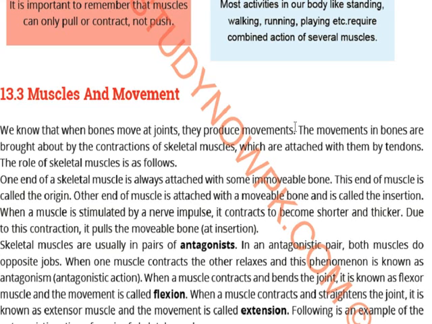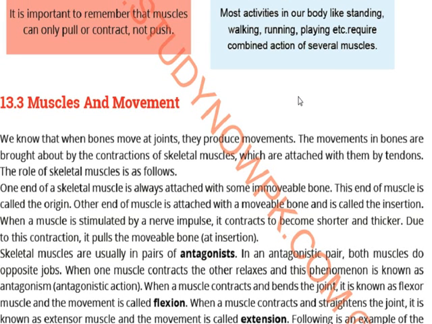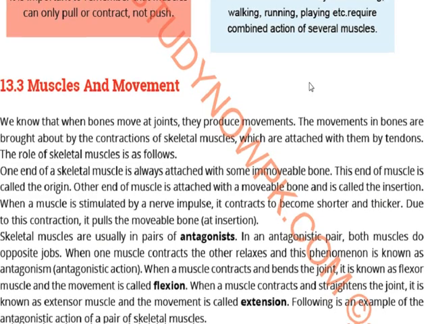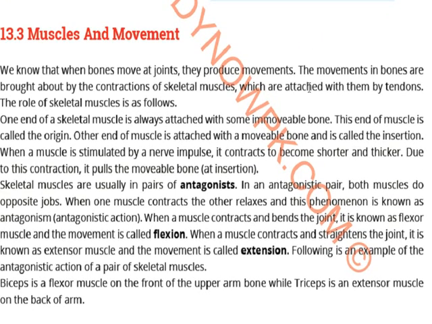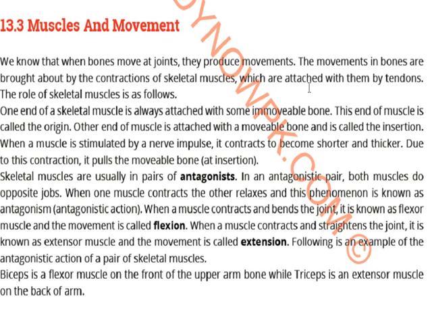You must remember that the mechanism of muscle is just pulling and contracting, but they cannot push other muscles and they cannot move in this manner. Just contraction and extension and contraction. Most activities like standing, walking, running, playing require the combined action of several muscles. When bones move at joints, they produce movements, and because of the contraction of the muscles, we see the movements, and the tendons are also involved.